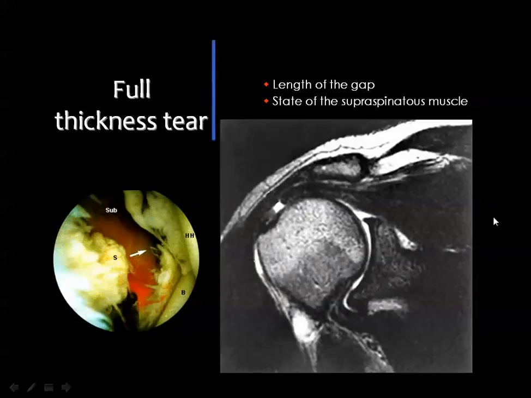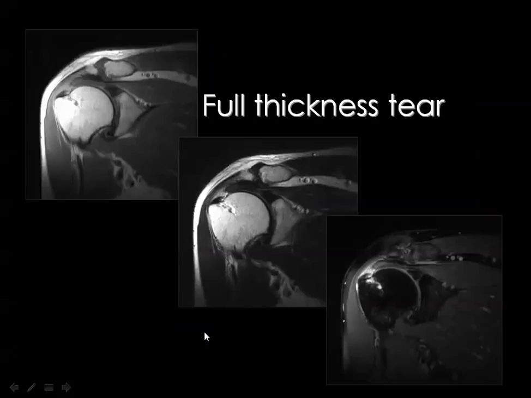And here you can see this is the supraspinatus muscle and this is the tendon which is torn here, and this is the gap between the cut edges of the tendon. It's very important to mention this clearly in the report. What is the length of the gap between the cut edges of the tendon, and what about the state of the supraspinatus muscle? Is it atrophic or is it still maintaining its bulk? Like in this case, the muscle is good.